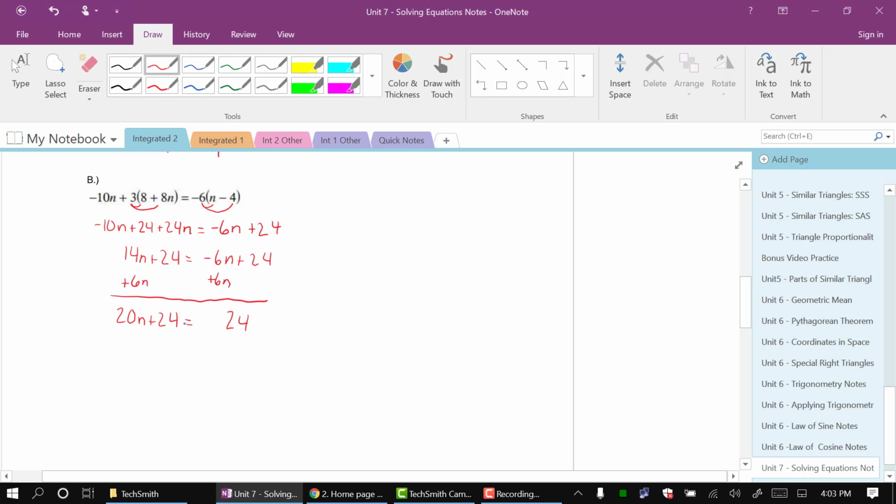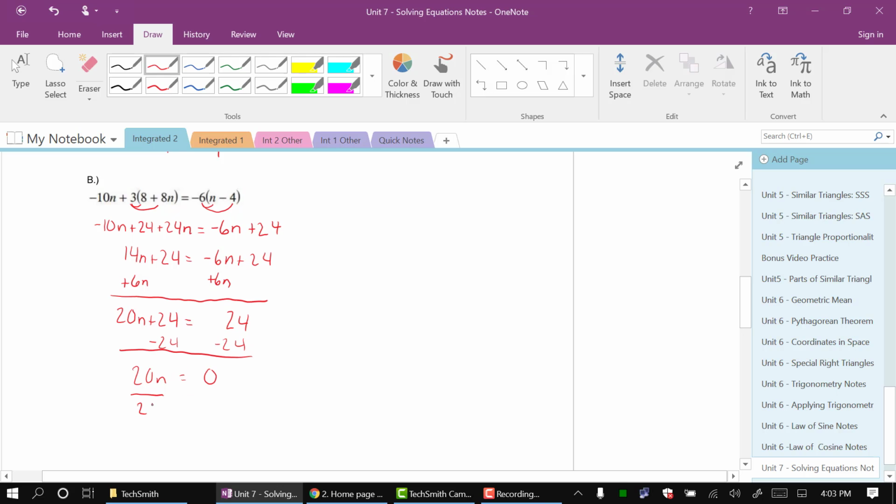Now I want to get rid of this unit term. So I'm going to subtract 24 from both sides. That leaves me with 20n equals 0. And some of you might be like, wait, hold up, Mr. Meller, that's 0. That means this problem has no solution. And I say, wait, hold up. It does have a solution.